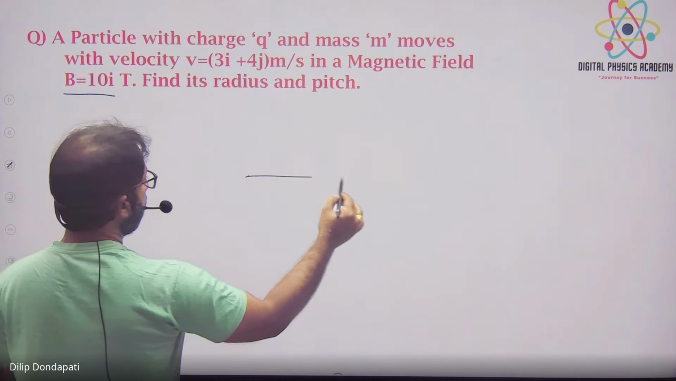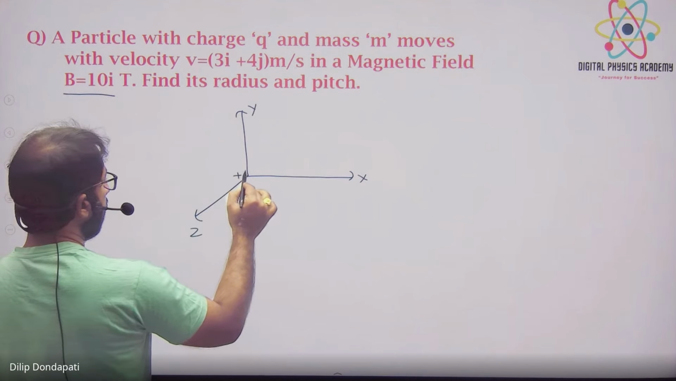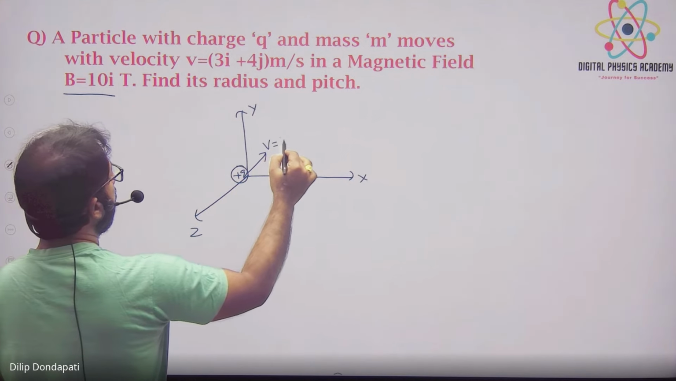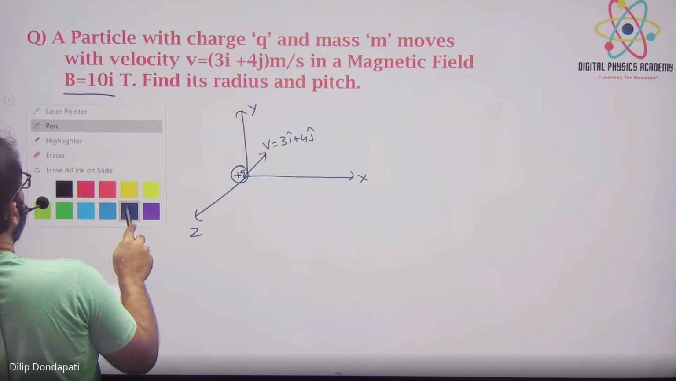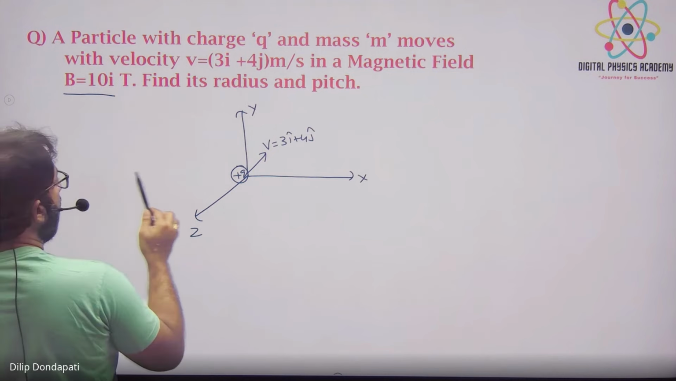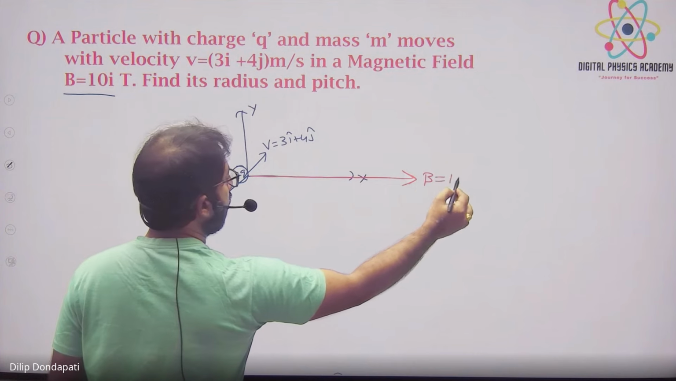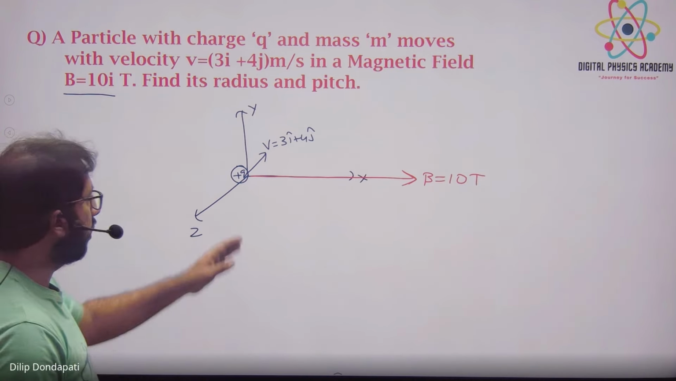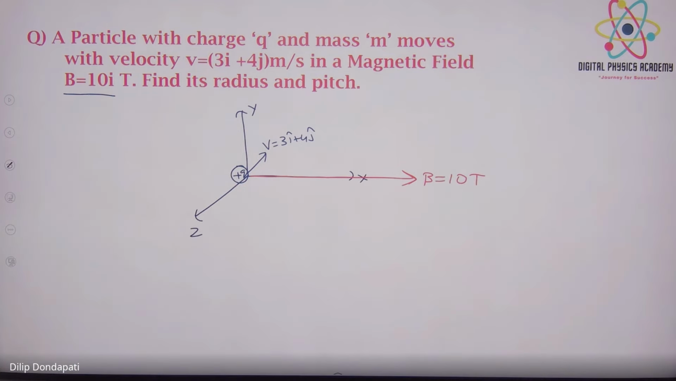So x-axis, y-axis, z-axis. So plus q charge है. I am throwing with velocity 3 i cap plus 4 j cap. Okay, and B is along the x direction, 10 Tesla. Now in this case में definitely it is going at a certain angle में, है ना, ये magnetic field. Definitely it will go in a helix path. Therefore radius and pitch रहेगा.